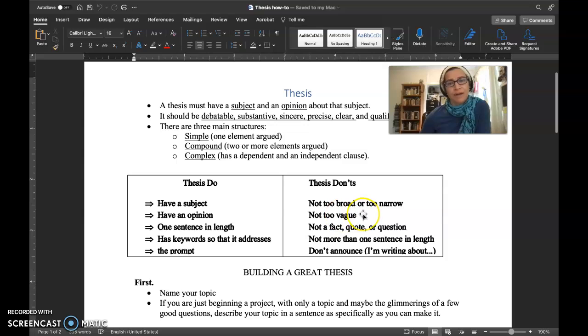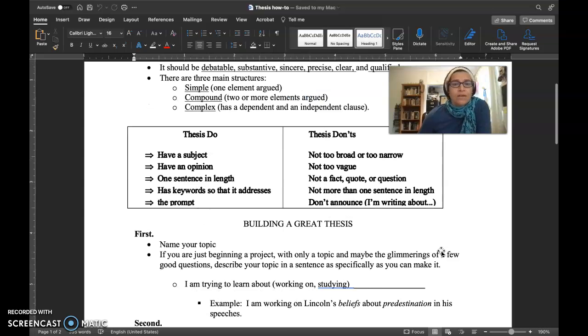Then you want to make sure it's not too vague, meaning that you don't want to use words that are too subjective. So like you don't want to use words like it's interesting, because my idea of interesting is different than your idea of interesting, or boring, or fun, etc. All those words are dependent on the person, and that makes it a little more difficult to argue. Make sure that it's not a fact, it's not a quote, and it's not a question. Again, make sure that it's not more than one sentence. And lastly, don't announce. So I never want you to say, I am going to write about, or my essay is about. Don't announce it, just give your thesis.